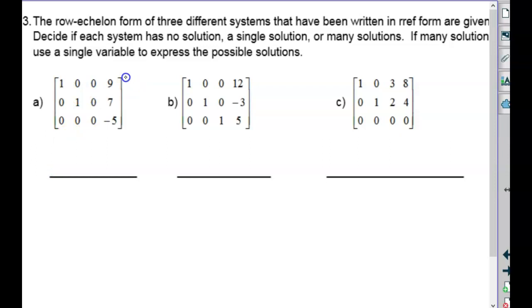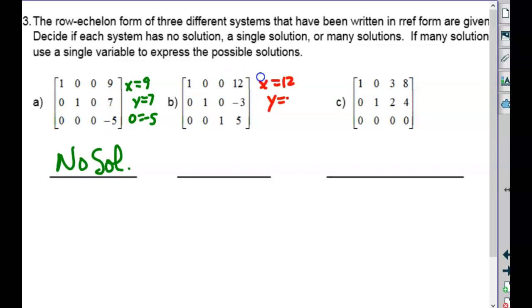Okay, this first sentence says X equals 9, Y equals 7, but then it says 0 equals -5 somehow, right? So that one's no solution. Everybody good? Be careful, there was no 1 in that last line. Okay, this one means X equals 12, Y equals -3, and Z equals 5. So we're good. It has one solution, 12, -3, 5. You can just give me the solution. You don't need to tell me it only has one.